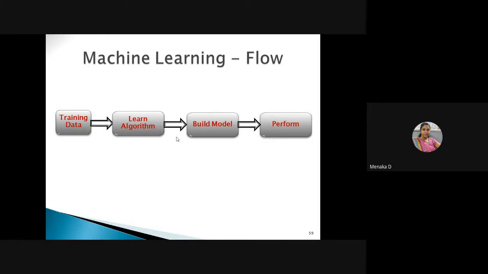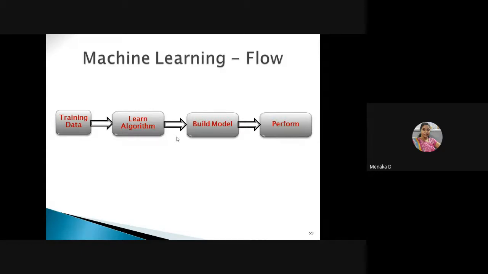This is the overall flow of a machine learning process. First we are training the data, we are learning the algorithm, then we are building a model. Here only you are programming. You are building, you are designing a model, and you are performing the task. Okay, we are monitoring the task.